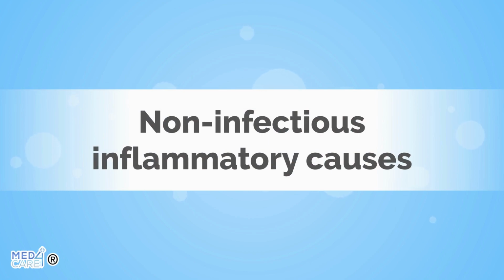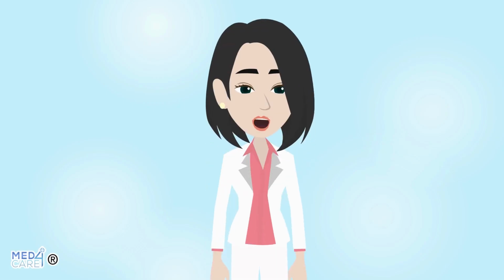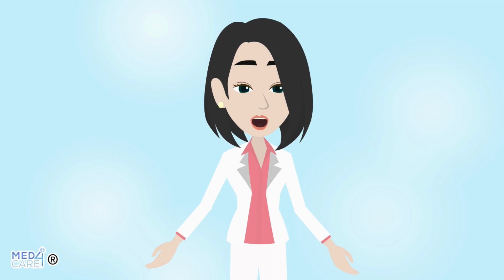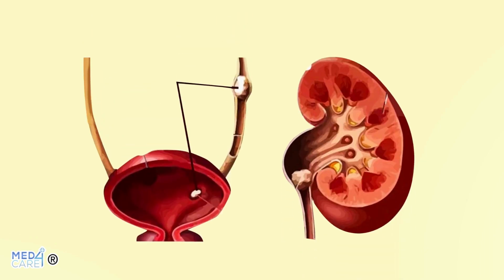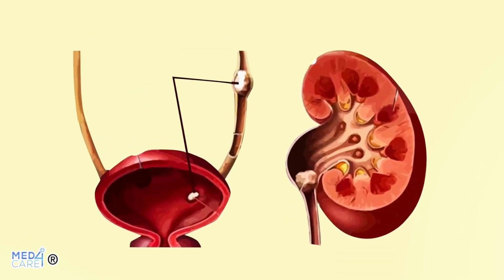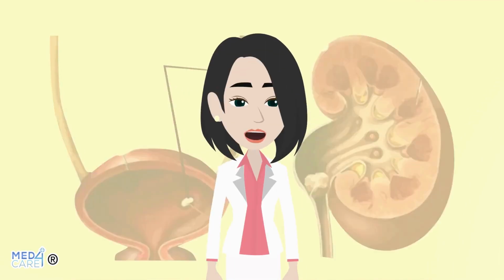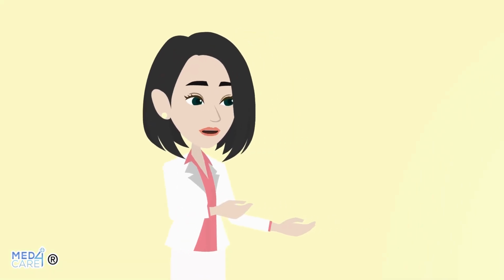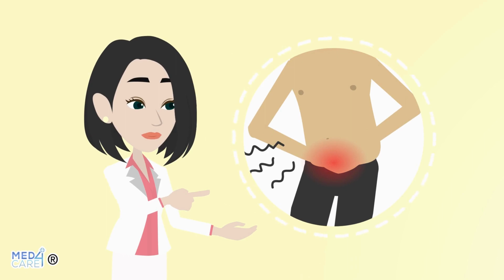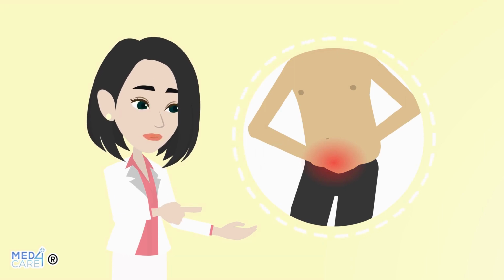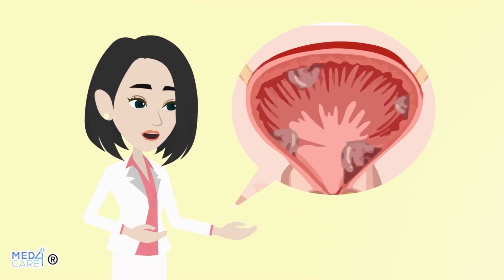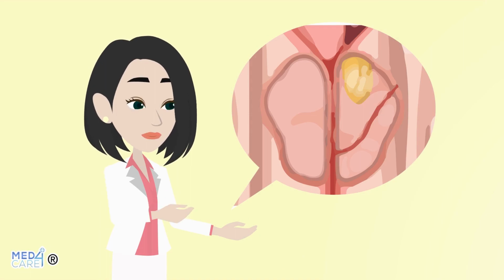Non-infectious inflammatory causes. Inflammatory conditions may sometimes not be due to infection. The best-known case is urinary calculosis, which consists of the formation of a stone that often lodges or gets stuck in the kidney, ureter, bladder, or urethra. In these cases, the pain is due to the contraction, like a spasm, of the affected muscles. Other rare cases of inflammation without infection are cancerous conditions.